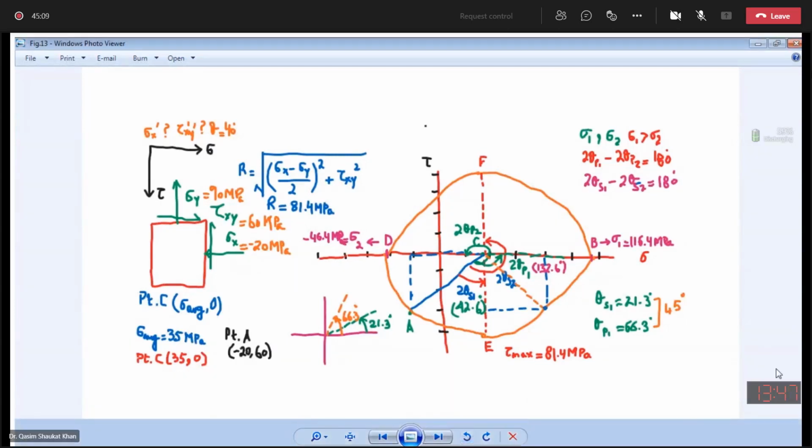So now next thing is we want to calculate the coordinates of the transformed normal and the shear stresses. So please let me know the coordinates of the transformed normal and shear stresses for an angle theta which is 40 degrees counterclockwise. Please let me know the answer.